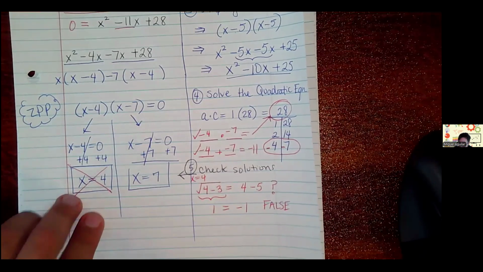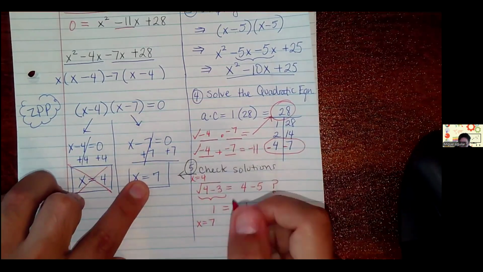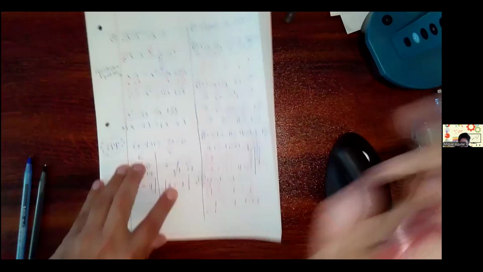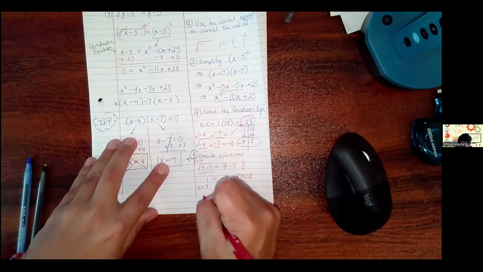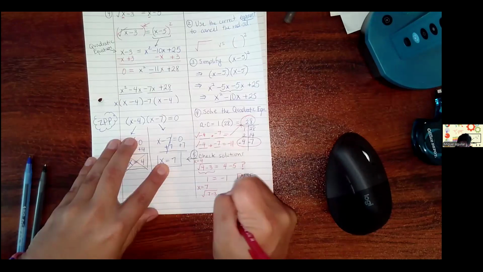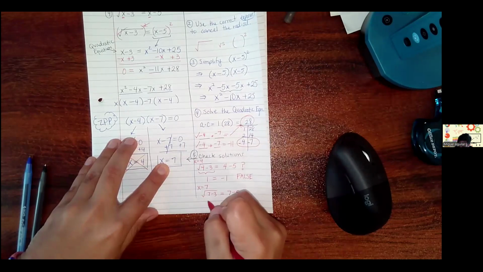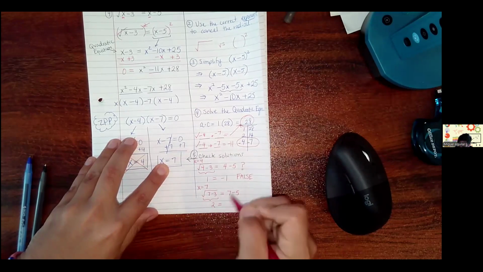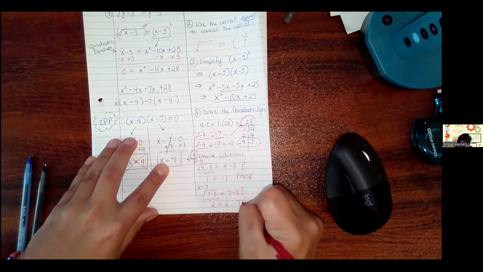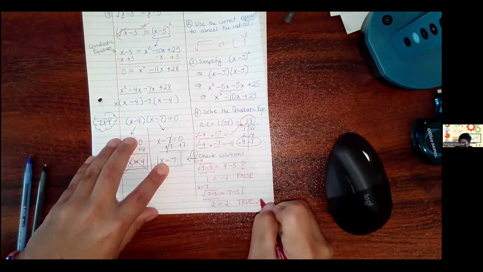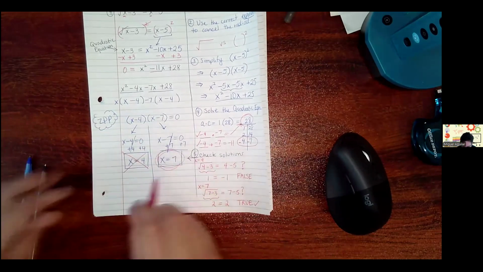Okay, now we need to check x equals 7, which is our other solution, by plugging it back into the original equation here. So that's going to look like the square root of 7 minus 3 equals 7 minus 5. And this will end up being 2 equals 7 minus 5 is 2. So 2 equals 2. That one is true. Okay, so it turns out that our solution set only contains 7.